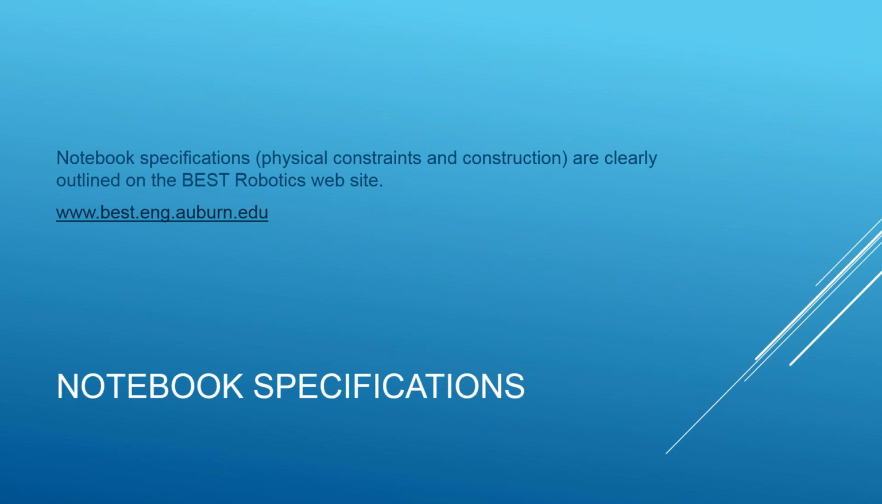The first thing that we need to point out to you is that the notebook specifications are identified by BEST Robotics. You can get to those at the website here on the screen. Anything that we tell you doesn't count unless you find it on the BEST website. So you always need to go to the website to verify what should be in your notebooks, what the requirements are. Those are the rules and regulations that are going to be used if you go to Big BEST, and we want you to do as well as you can there, so we need to follow their rules.